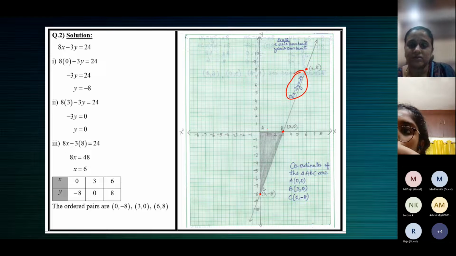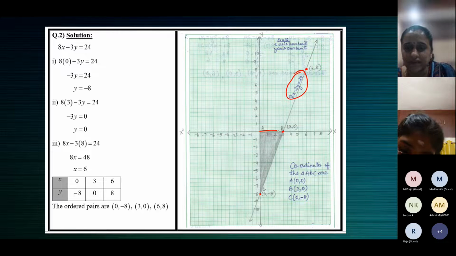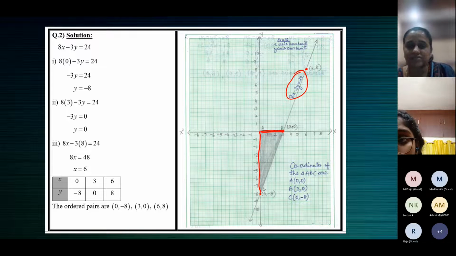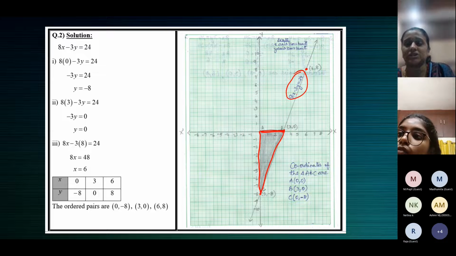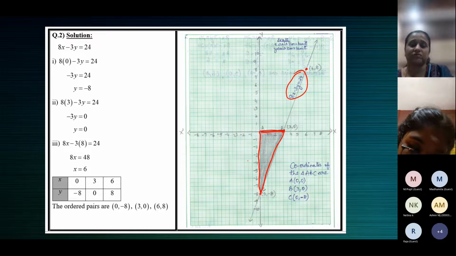So clearly, see here, this side of the triangle is a part of the x-axis. This side of the triangle is a part of the y-axis, and this side of the triangle is a part of the graph line, which is given by the equation 8x - 3y is equal to 24.